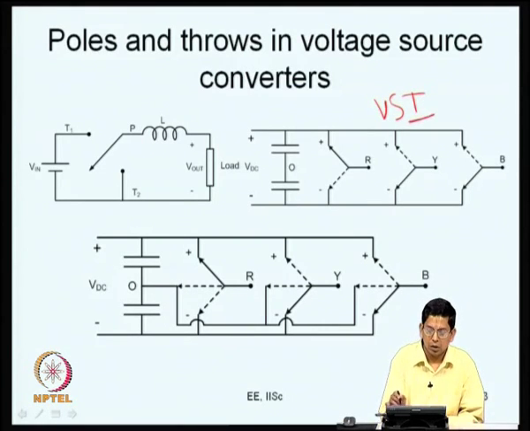Here you have 3 single pole double throw switches, one for every phase. Now, in a multi-level converter you have 3 single pole triple throw switches, so 1 single pole triple throw switch for each phase. This is what we know already.